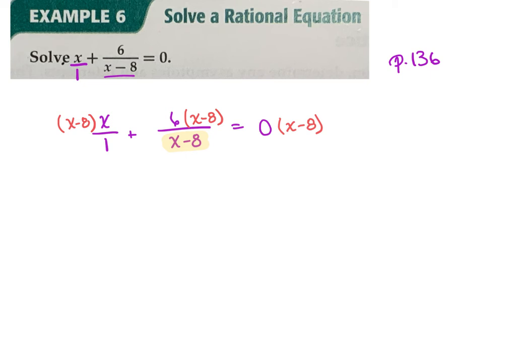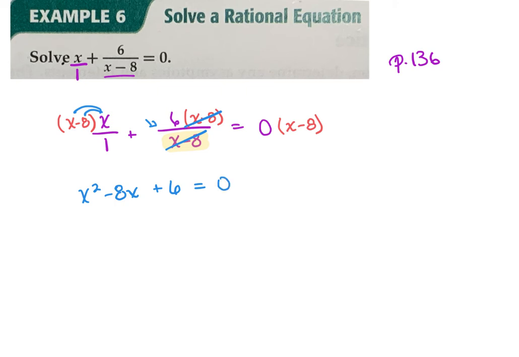So over here on the left, I just distribute my x. x times x is x squared. x times negative 8 is negative 8x. Here, I can cancel, right? And that is your goal. When you multiply everything by your common denominator, your goal is to get rid of your denominators. So here, these guys cancel, and I have just the plus 6. And then 0 times anything is just 0.